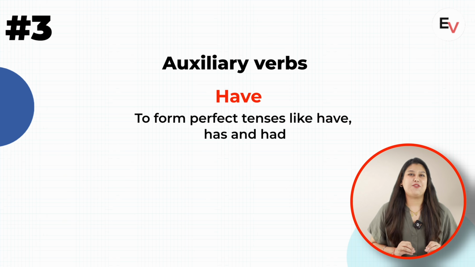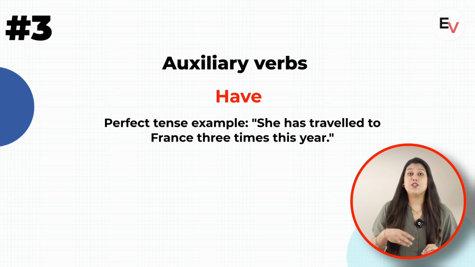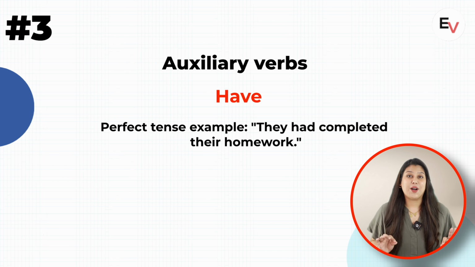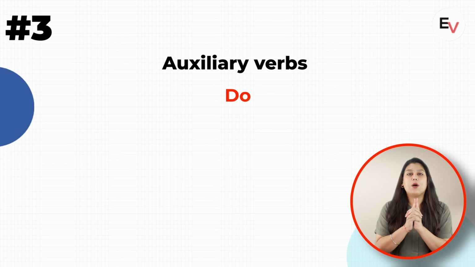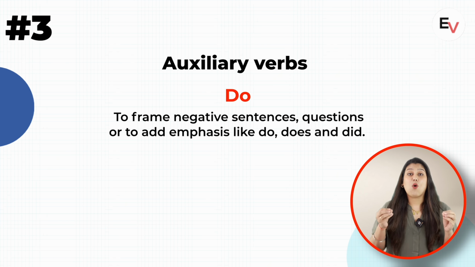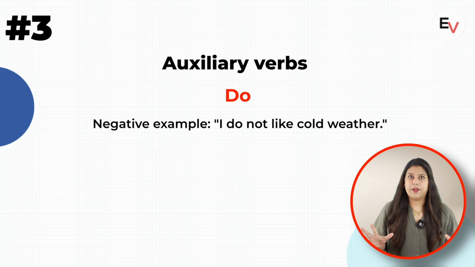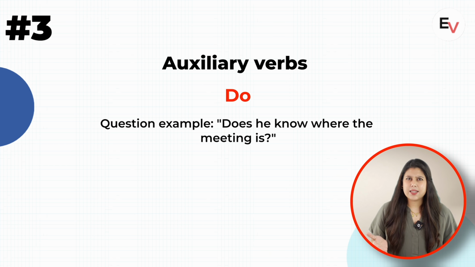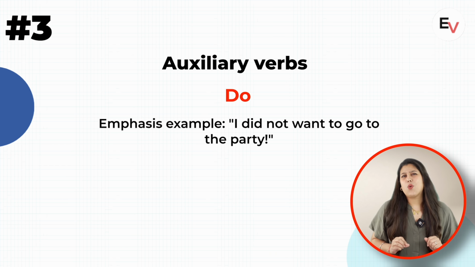Let's look at a couple of examples. She has traveled to France 3 times this year, or they had completed their homework. Last up is do. Now do is used to frame negative sentences, questions, or to add emphasis, like do, does, and did. For example, I do not like cold weather, or does he know where the meeting is, or I did not want to go to the party.